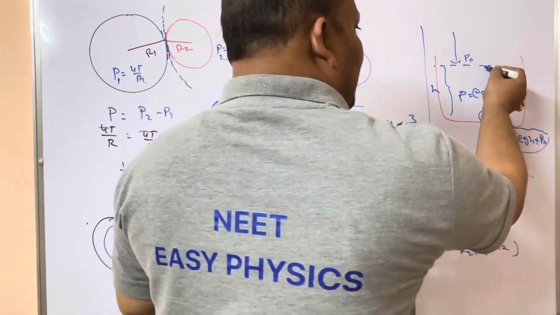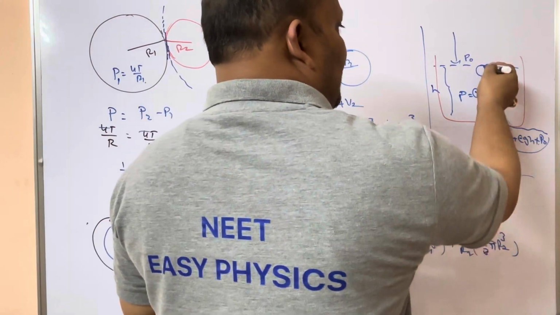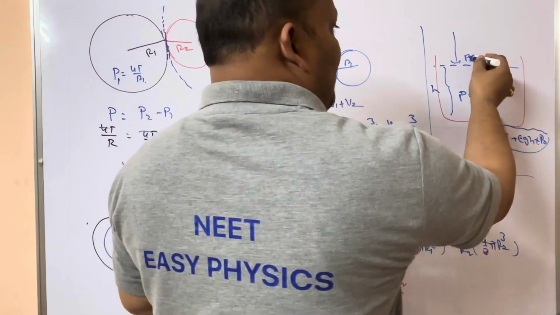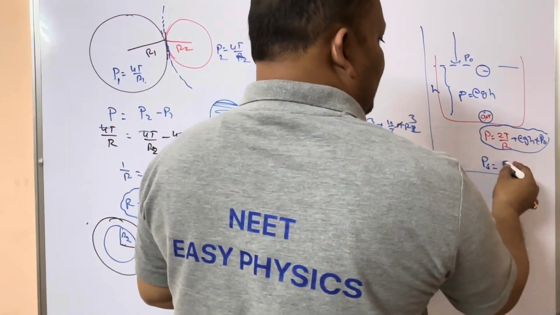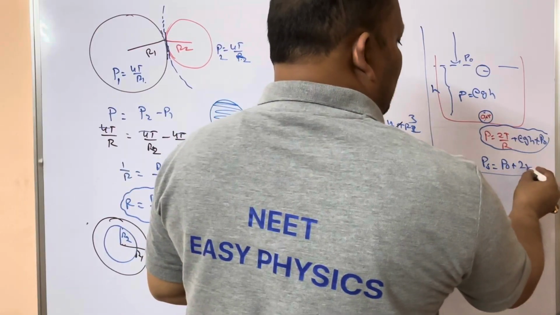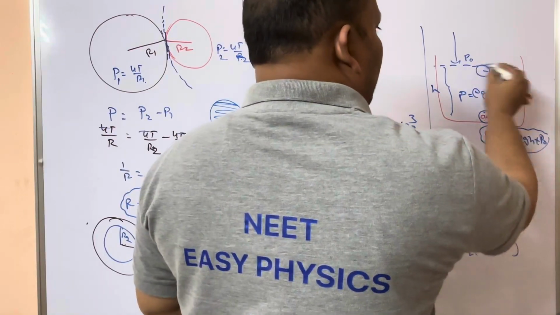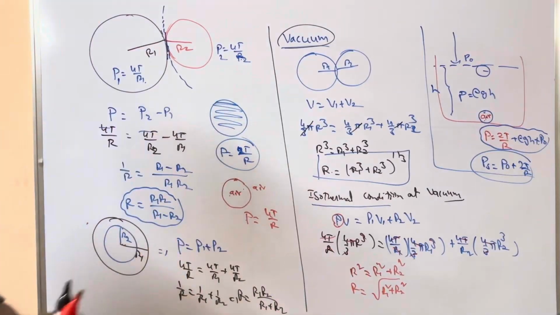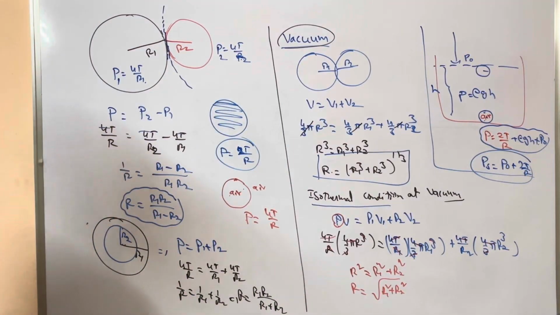If it is coming to the surface, at that time only P naught is on the surface, so it is going to be P naught plus 2T by R, surrounded by liquid. Like that you have to take these pressures. You may get one problem if they ask, so try to practice. It is easy to remember all these equations. You just have to apply a little bit of mathematics.